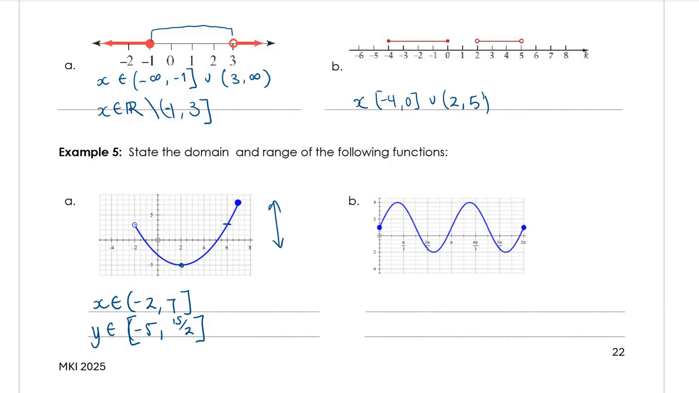Now, same thing for this circular function here. We can see x goes from 0 to 2 pi. And then y, our lowest and highest points, goes from negative 2 to 4. So that's what we most commonly use set notation for.